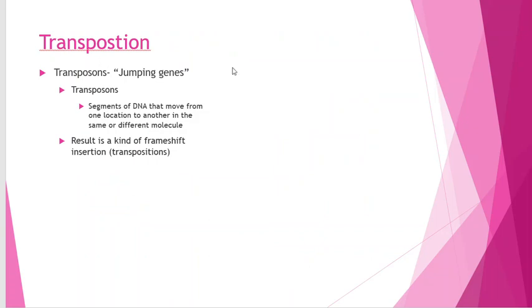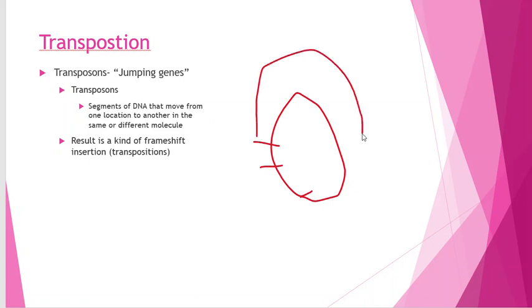Transposition, another one. Transduction, transformation, transposition. Transposition, you have certain genes that are called transposons. These genes can actually, let me draw it, cut themselves out of one part, travel around and cut this open and insert in a different part. So that's why they call them the jumping genes.